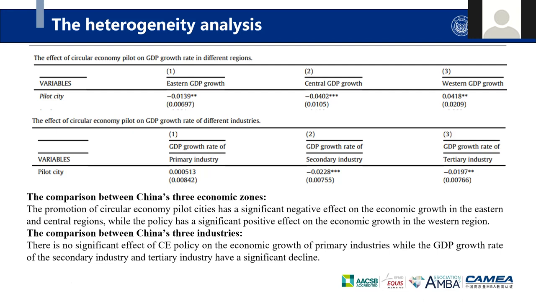As for China's three industries, there is no significant effect of CE policy on the economic growth of primary industry, while GDP growth rate of secondary industry and tertiary industry have a significant decline.